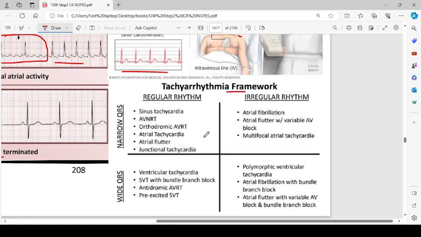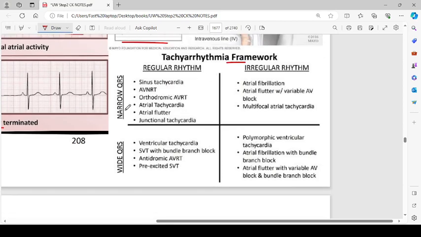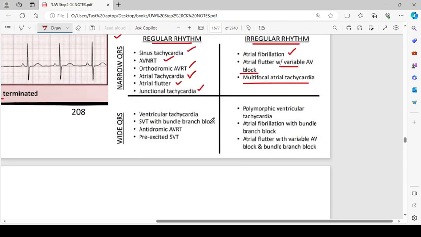Tachyarrhythmia framework. So this is, I guess, a management plan. If we have a narrow QRS with a regular rhythm, it can be sinus tachycardia, AVNRT, orthodromic AVRT, atrial tachycardia, atrial flutter, or junctional tachycardia. The irregular rhythm with a narrow QRS complex can be caused by atrial fibrillation, atrial flutter with variable AV block, and multifocal atrial tachycardia.